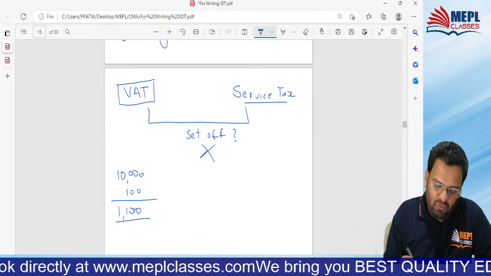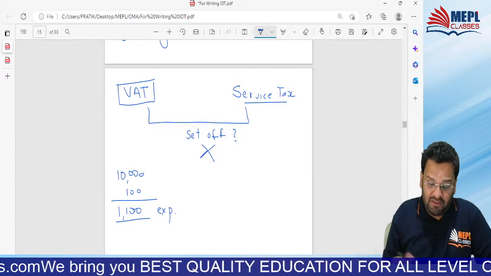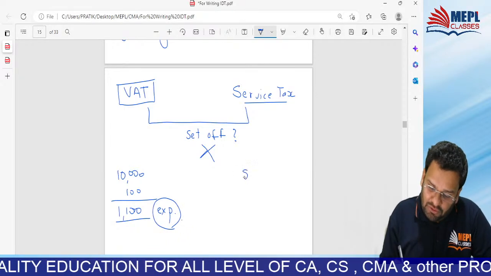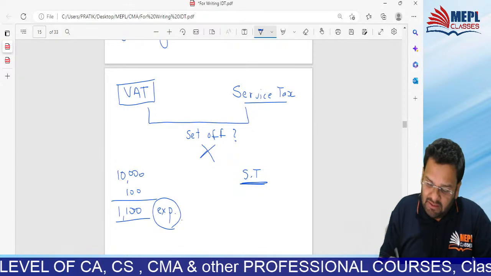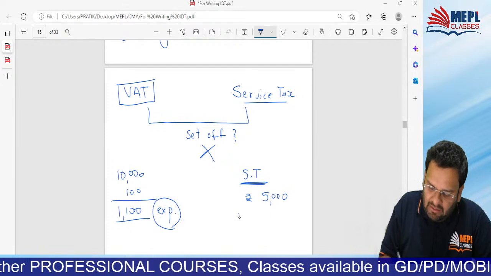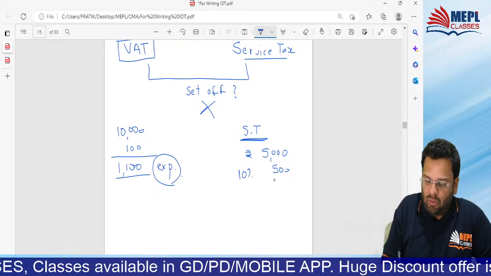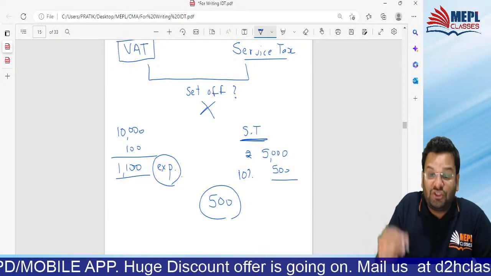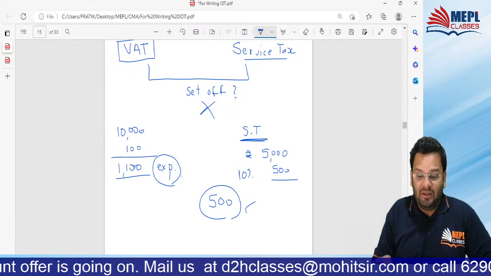So 1100 was expense. Entire 1100 rupees was taken as expense. Okay, and suppose on outward supply, means on service given, say service tax collected was, say on fees of 5,000 at assume 10%, 500 rupees. Now this set off is not possible, so directly this supplier, coaching classes, paid 500 to government. No set off possible.